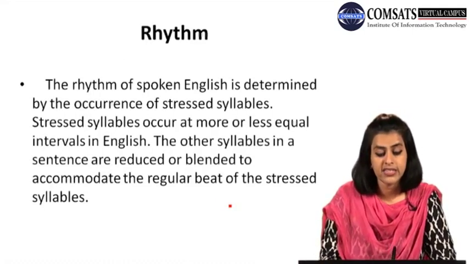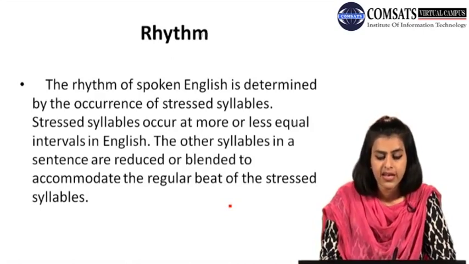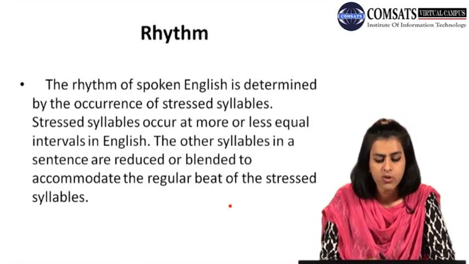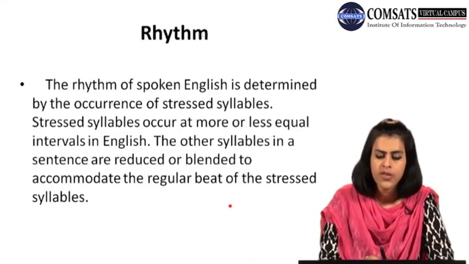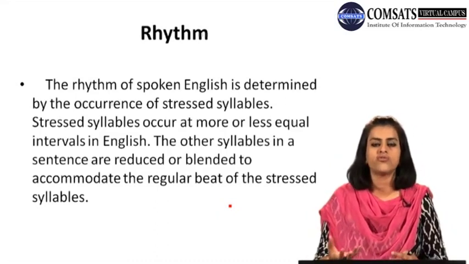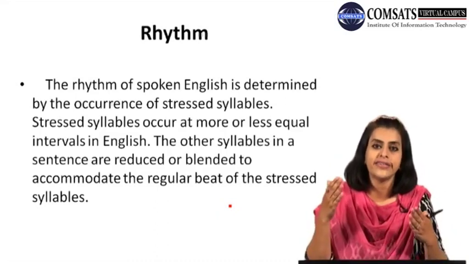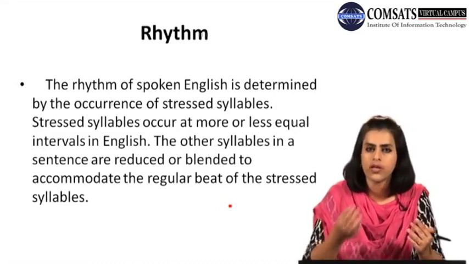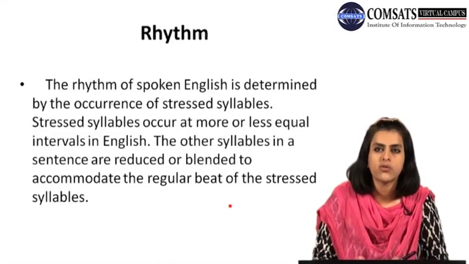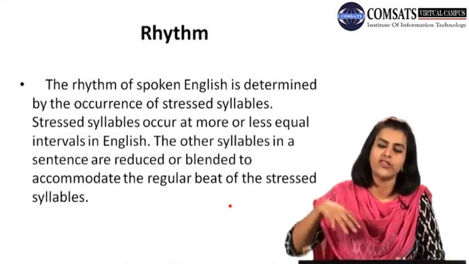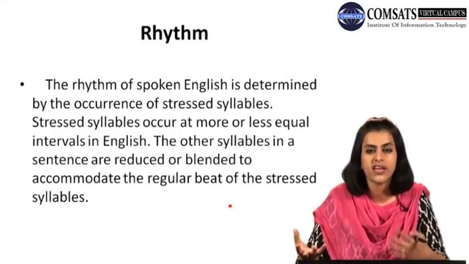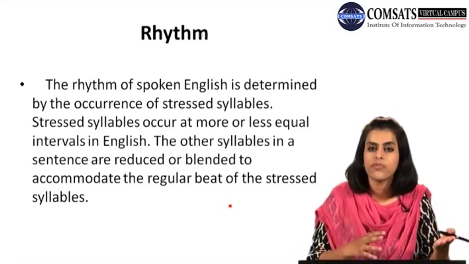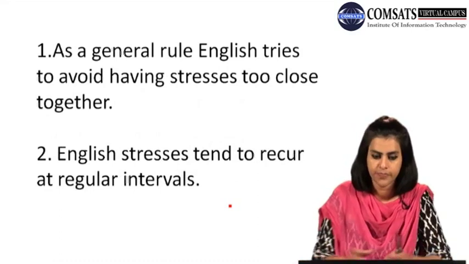The rhythm of spoken English is determined by the occurrence of the stressed syllables. Stressed syllables occur at more or less equal intervals in English. The other syllables in a sentence are reduced and blended to accommodate the regular beat of stressed syllables. So, the more you put your stress on the words which you really want to communicate to your audience, or to the one whom you are talking to, the more rhythmic your speech would become, as you are concentrating on some words and the less stressed words are those unimportant words which are not really very important in your speech.